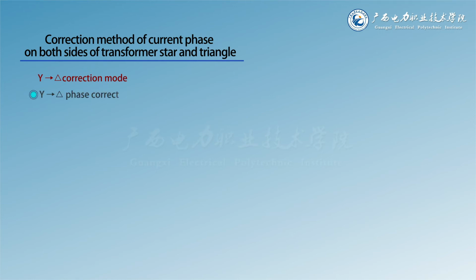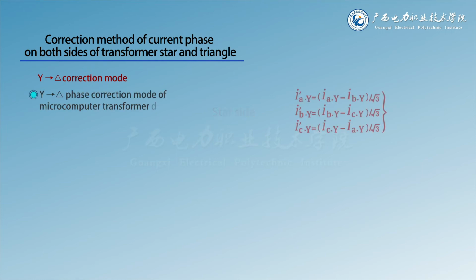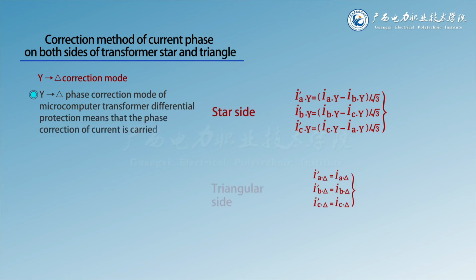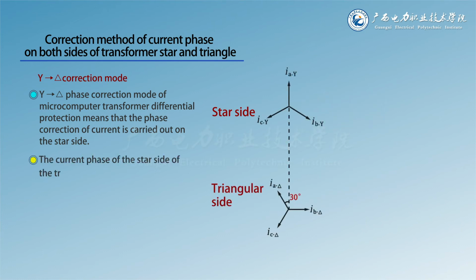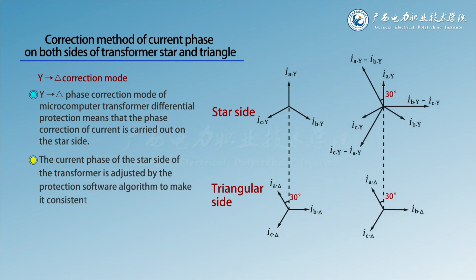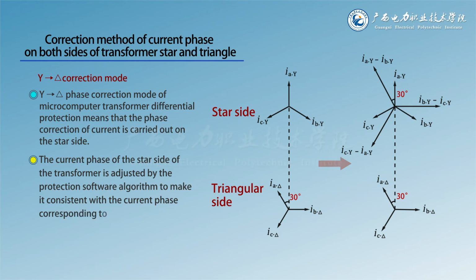The Y-triangle phase correction mode of microcomputer transformer differential protection means that the phase correction of current is carried out on the star side. The current phase of the star side of the transformer is adjusted by the protection software algorithm to make it consistent with the current phase corresponding to the triangle side.